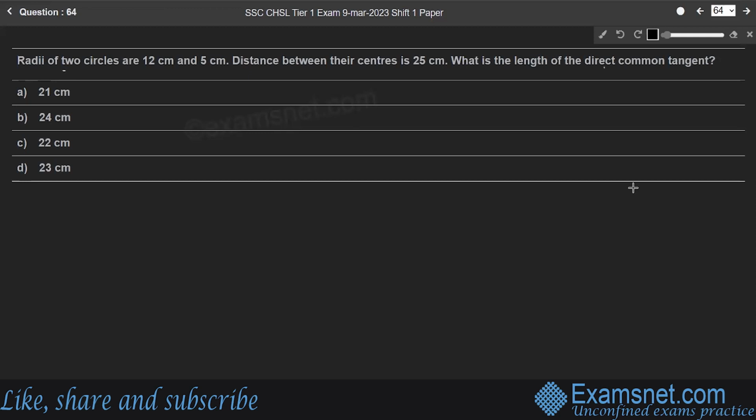Question 64. Radii of two circles are 12 centimeter and 5 centimeter. Distance between their centers is 25 centimeter. What is the length of the direct common tangent?